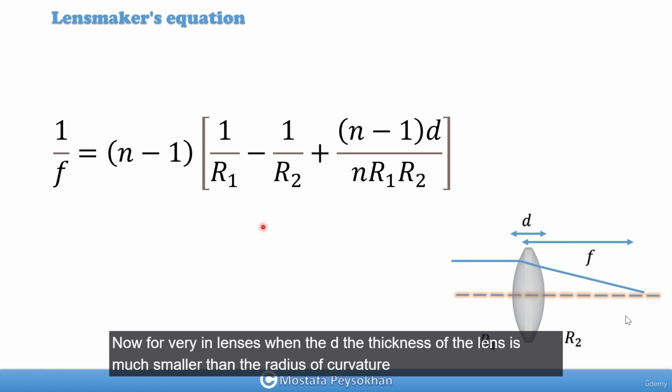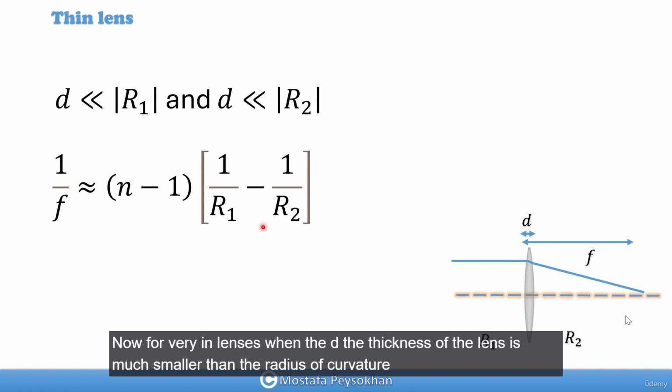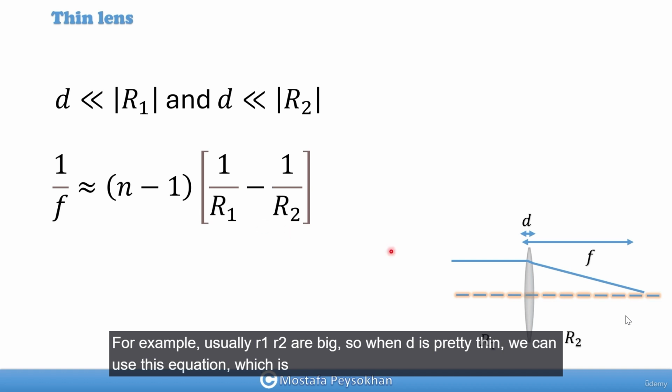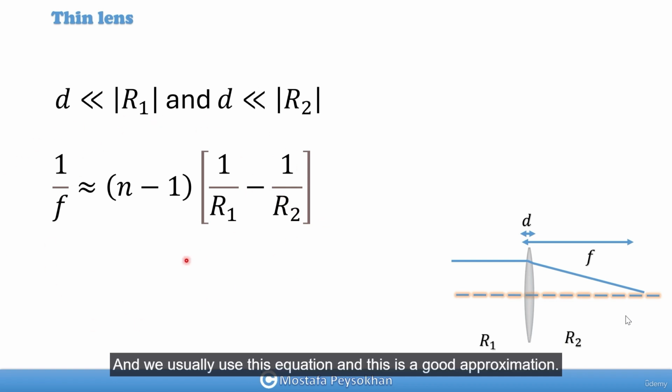Now for very thin lenses, when D, the thickness of the lens, is much smaller than the radii of curvature of the lens, for example, usually R1 and R2 are big. So when the lens is pretty thin, we can use this equation, which is another approximation, which is equal to n minus 1 times (1 over R1 minus 1 over R2). We usually use this equation, and this is a good approximation.